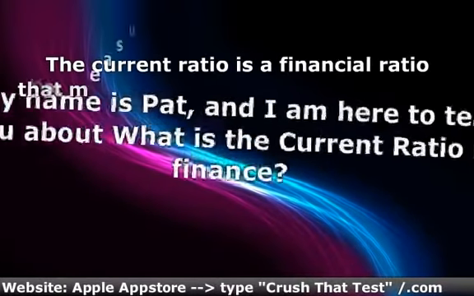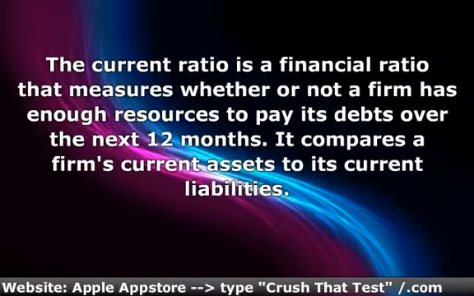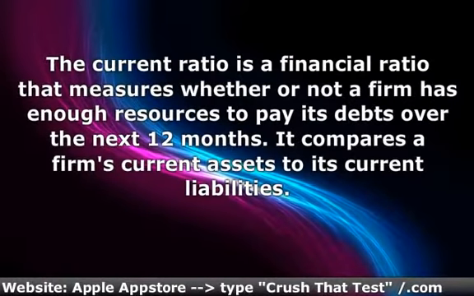The current ratio is a financial ratio that measures whether or not a firm has enough resources to pay its debts over the next 12 months. It compares a firm's current assets to its current liabilities. It is expressed as follows.